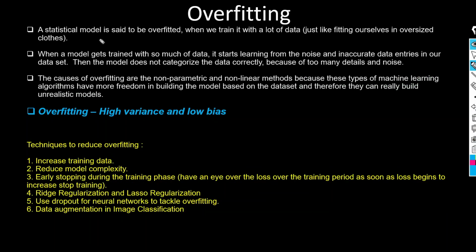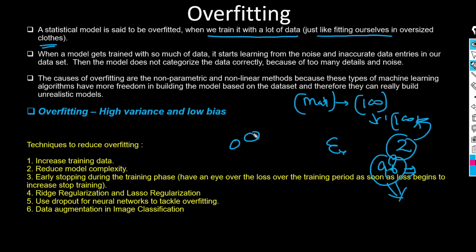In overfitting, a statistical model is said to be overfit when we train it with a lot of data, just like fitting ourselves in oversized clothes. If our model has never seen any data before, our model is trained only on these points and does not learn these points, it only memorizes all these points. If it had learned, in that case it would not include all the data points. It would use some other data points, and that type of model it can create, but instead it uses all the data points, right?